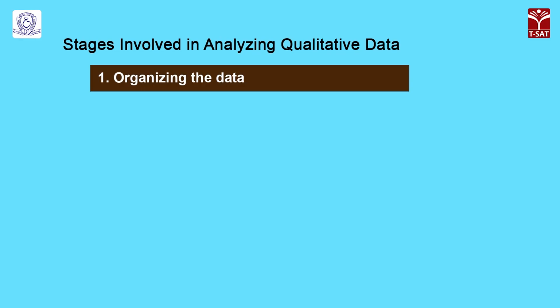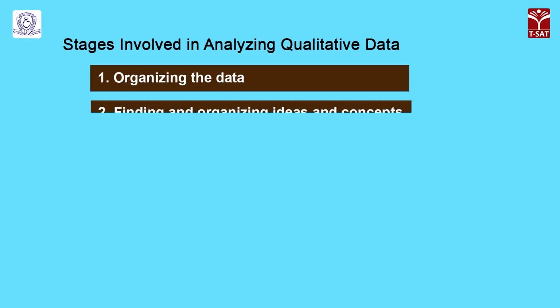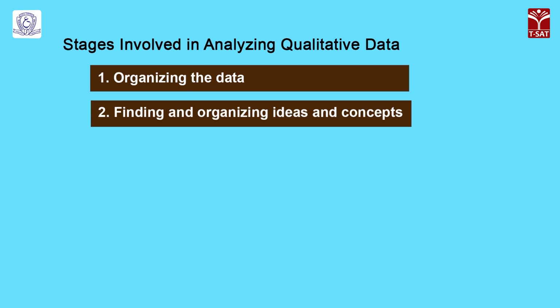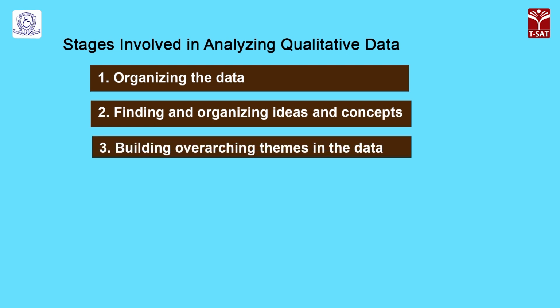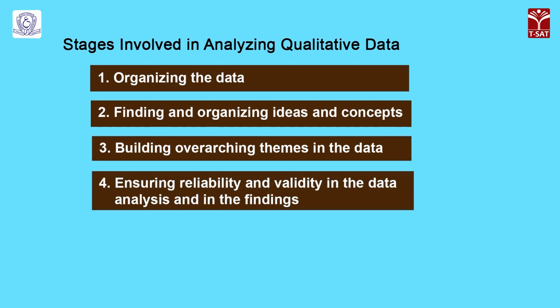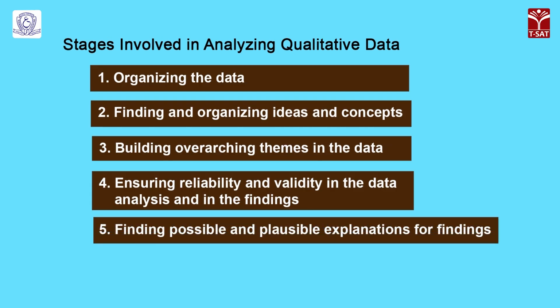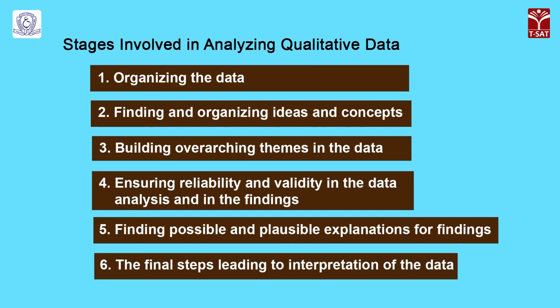Broadly, the stages involved in analyzing qualitative data are: firstly, organizing the data; secondly, finding and organizing ideas and concepts; thirdly, building overarching themes in the data; fourthly, ensuring reliability and validity in the data analysis and in the findings; fifthly, finding possible and plausible explanations for findings; and sixthly, the final steps leading to interpretation of the data.